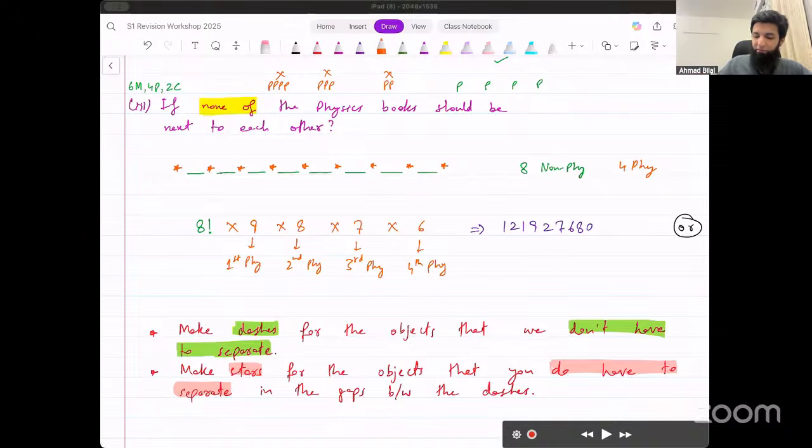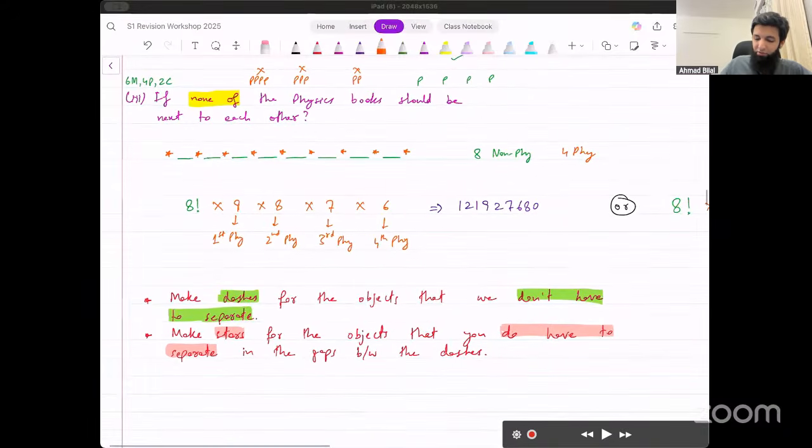You are going to start from those objects that you want to separate. Which objects do we want to separate? We want to separate the physics books. They should not be together. We are going to represent them using stars. You make stars for the objects that you have to separate. Okay? And the rest of the objects, you represent them with dashes.